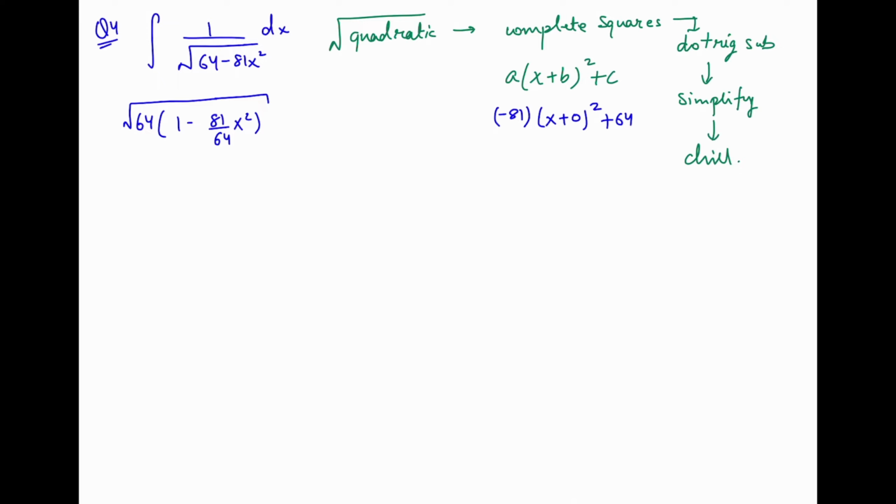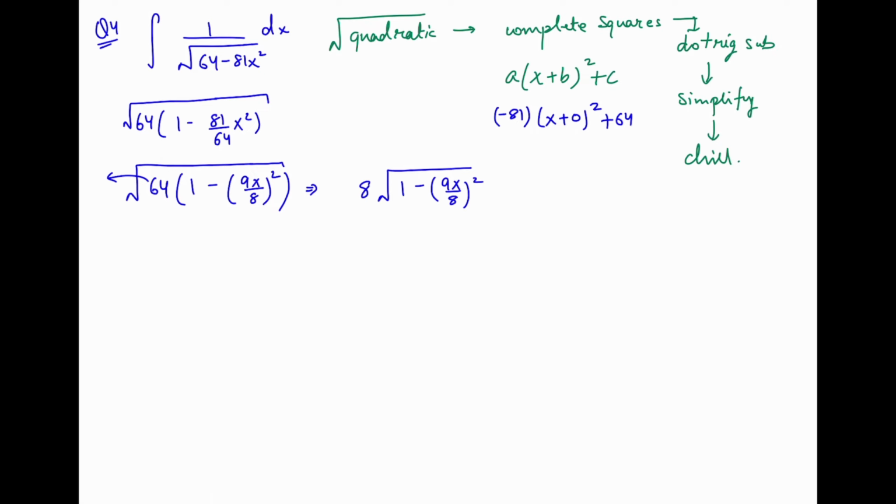So I took out a 64. I combined that 9x and the 81 and 64 and x squared under the same whole square. There's nothing special that I did there, right? Now, the 64 can hop out of the square root, and it could be 8 like this.